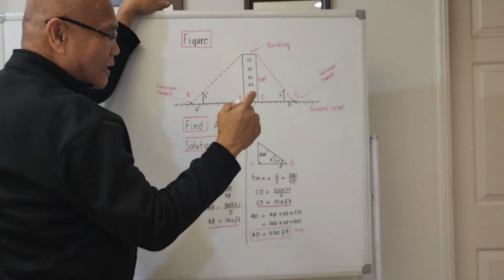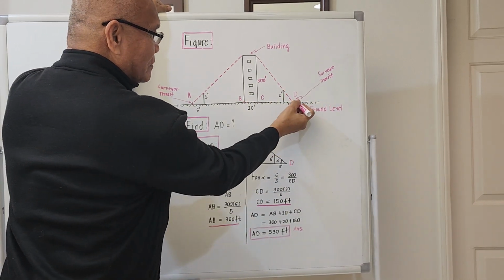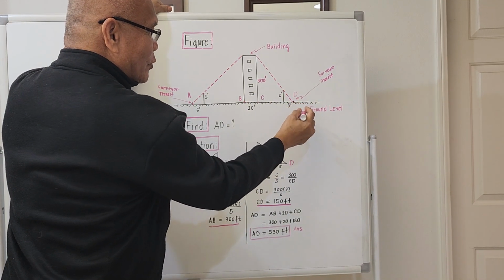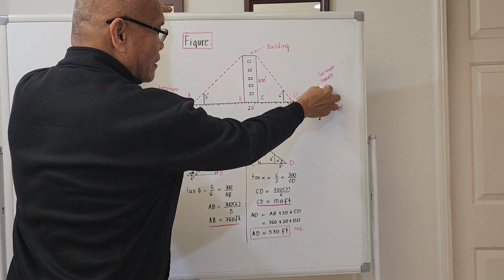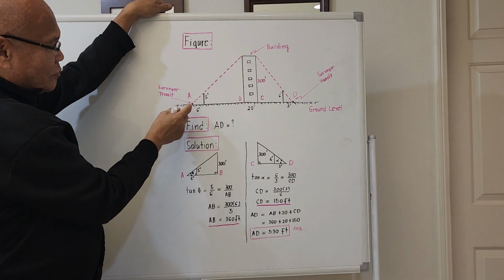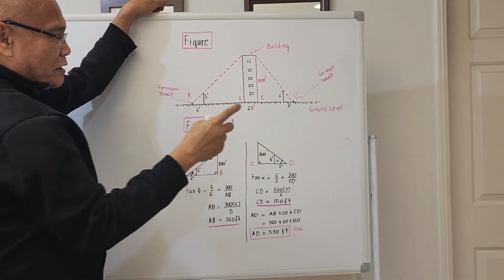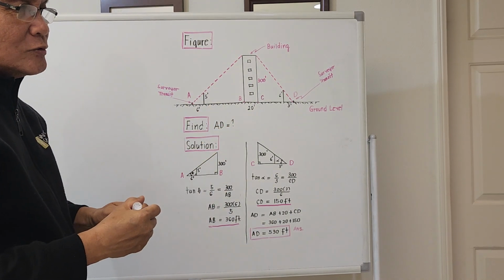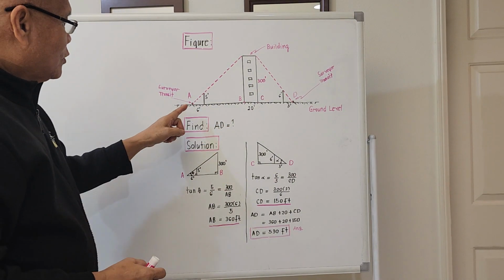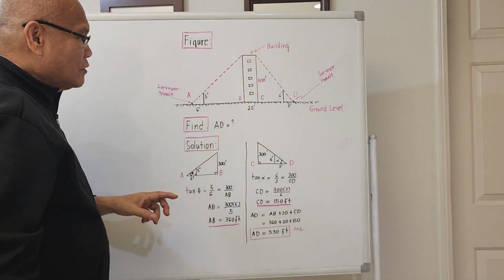And we got another observer at point D. So meaning we got a surveyor transit over here. And we got the first surveyor transit at point A. So this is point A and this is point D. The problem is asking the total distance between A and D with the given conditions.